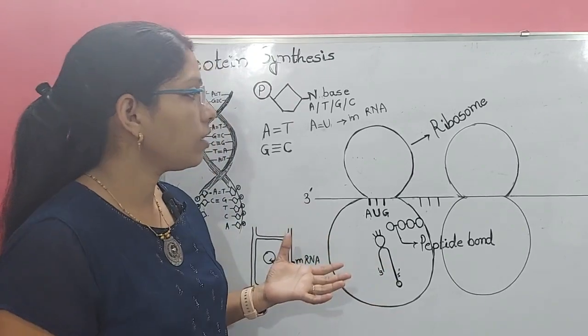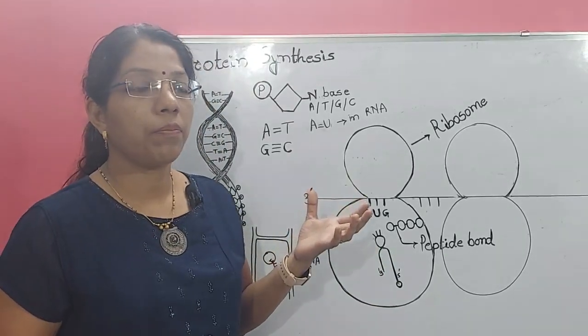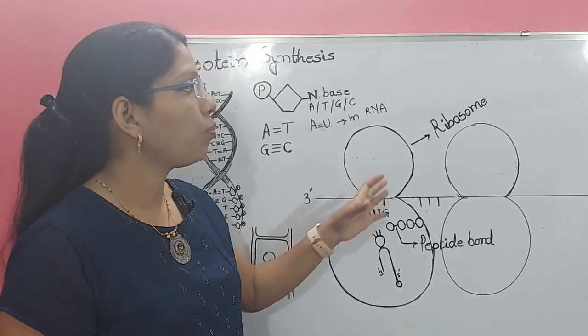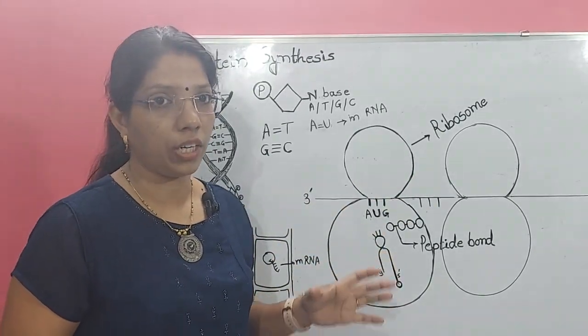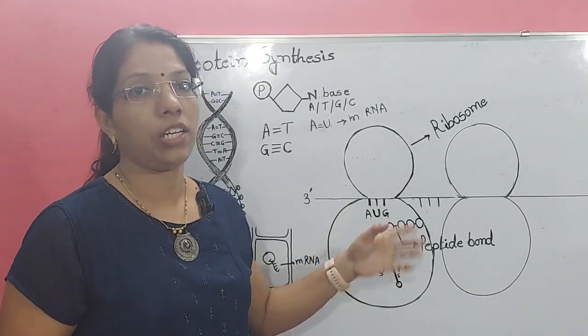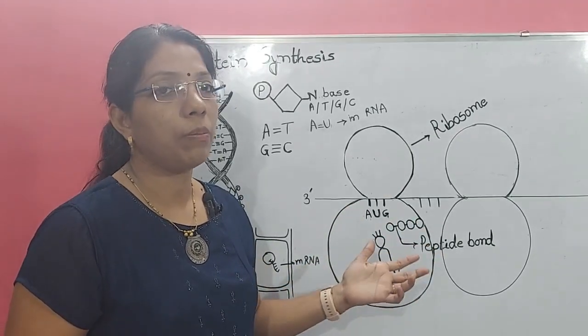Every cell produces protein with the help of the cell organelle ribosome. So ribosome is the site of protein synthesis in all living organisms, inside the cell. Ribosome is the place where proteins are synthesized. How, we will see one by one.